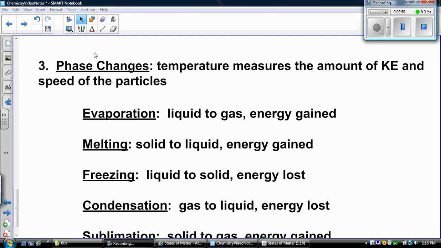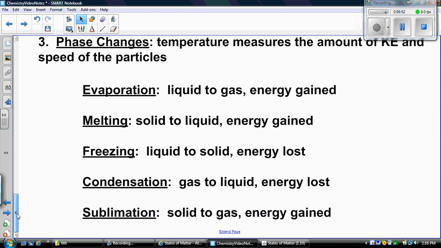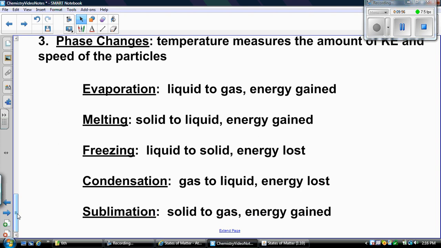So there are different types of phase changes. Evaporation, when we go from a liquid to a gas, means kinetic energy is increasing. Melting, when you go from a solid to a liquid, kinetic energy is increasing. And you might want to put increasing instead of gained. Freezing, when we go from a liquid to a solid, we are decreasing kinetic energy. Condensation, a gas to a liquid, kinetic energy is decreasing. Sublimation is when you go directly from a solid to a gas, energy is increasing.